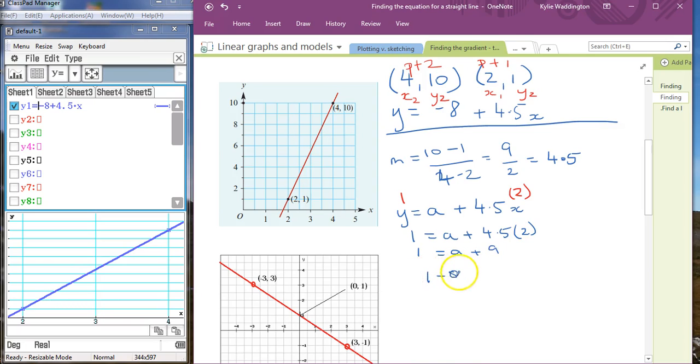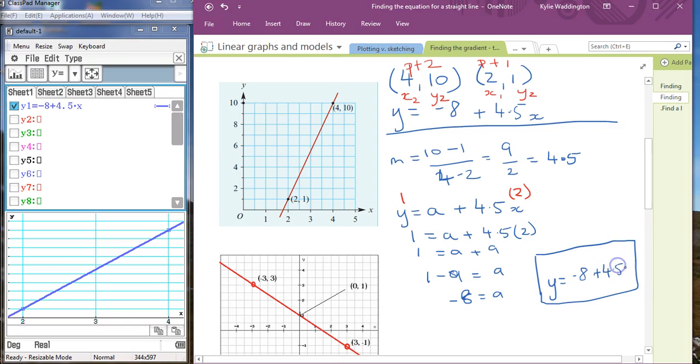1 minus 9. When we move it to the other side, it becomes a negative. A equals negative 8, and that's our answer. Or I should say, our answer would actually be the equation. So it would be y equals negative 8 plus 4.5x.